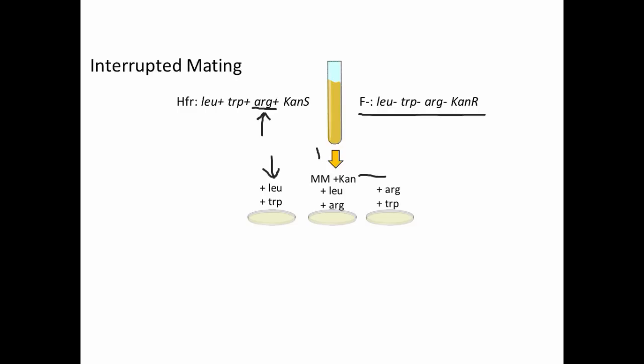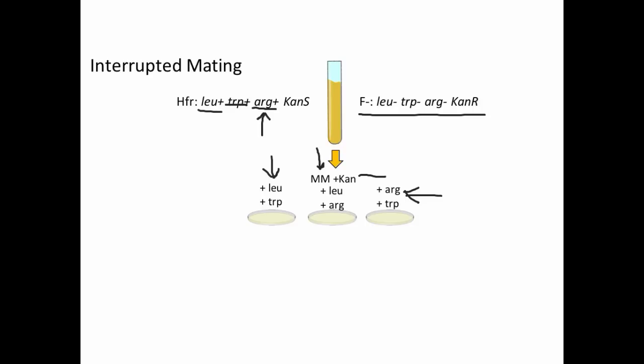For the second condition, we are selecting for F- cells that have received the Trp prototrophic marker from the HFR, because we are not putting tryptophan in the media. So only the F- cells that have received that prototrophic marker through conjugation will be able to grow. And then in this third condition, we are selecting for F- cells that have received the prototrophic Leu marker from the HFR, because these cells would be able to grow in the absence of Leu.